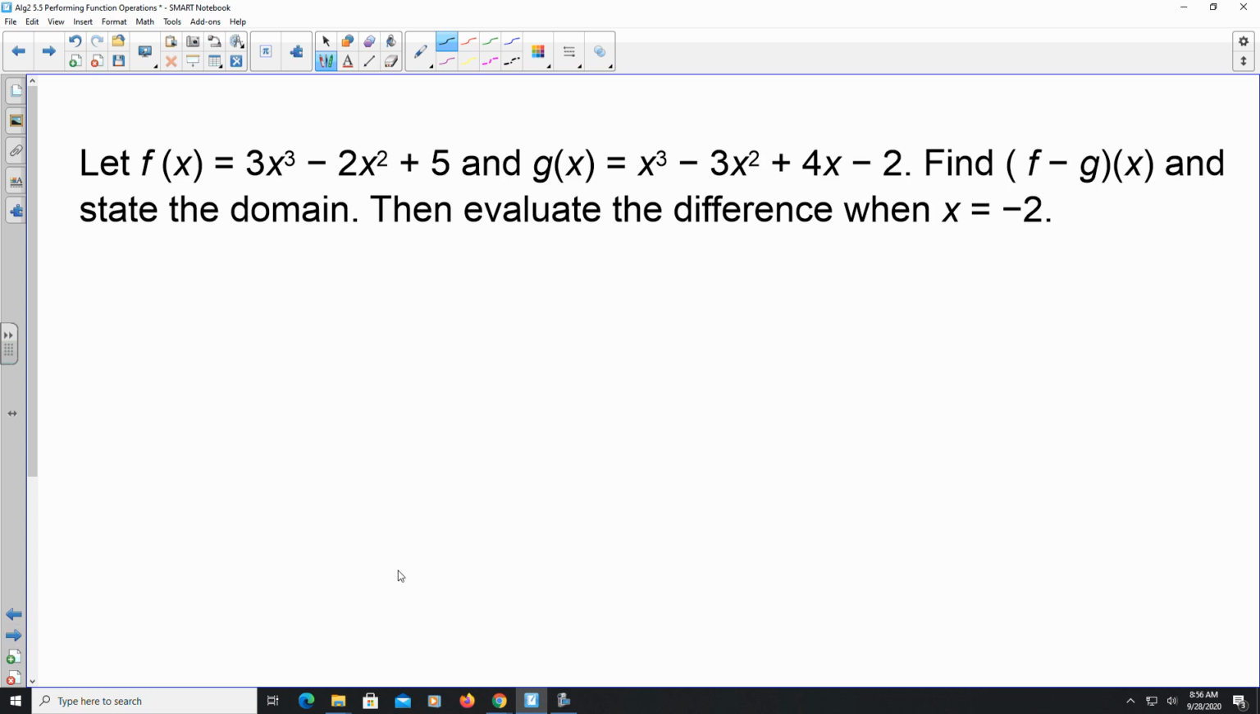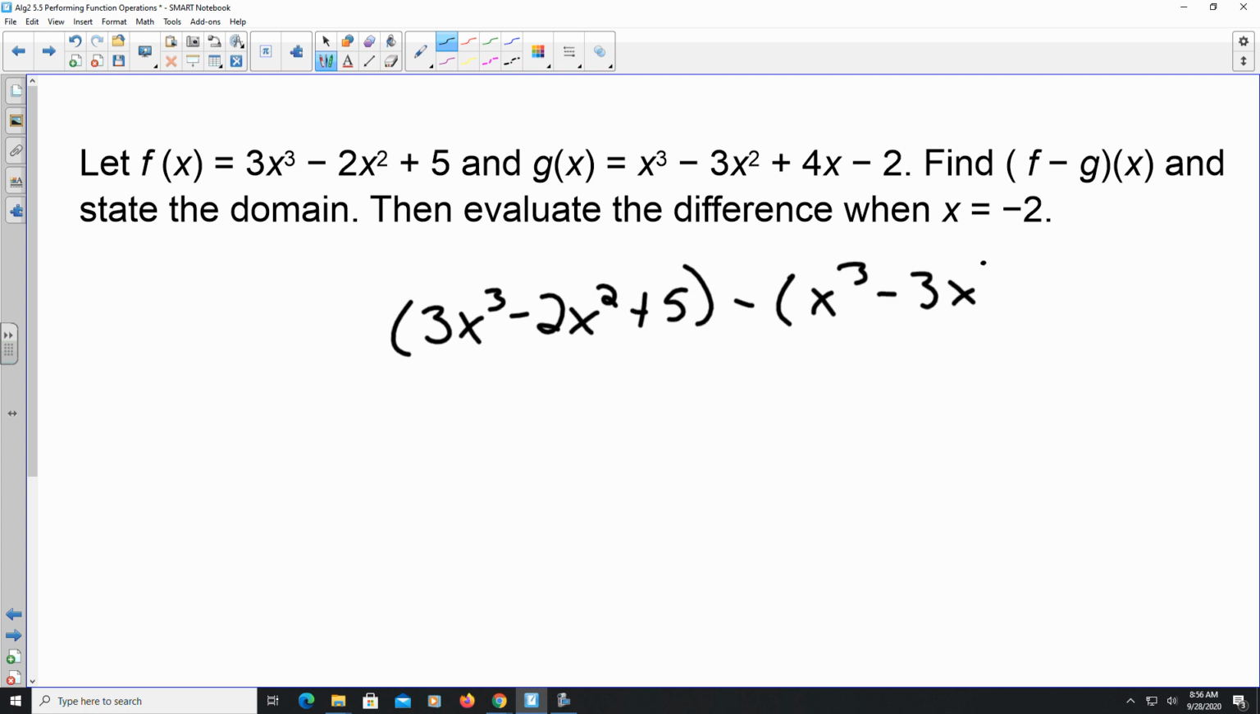All right, so here it says let f of x be 3x cubed minus 2x squared plus 5. G of x is x cubed minus 3x squared plus 4x minus 2. Now we have f minus g. This is where the parentheses will be a little bit more useful. And then it's minus x cubed minus 3x squared plus 4x minus 2.